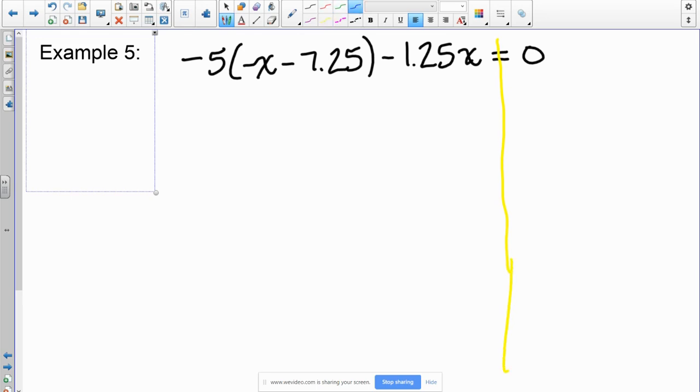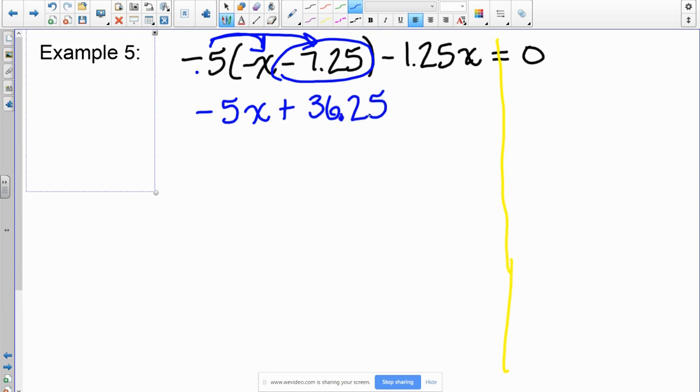So PEMDAS, exponents first, means I need to do the distributive property. So I'm going to take negative 5 times x, and I'm going to get negative 5x, and then take negative 5 times, as this is a negative 7.25. So going back into my math, negative times a negative equals a positive. So I end up with a positive 36.25. And now I'm going to pull down my term I haven't used yet, and that still is equivalent to 0.